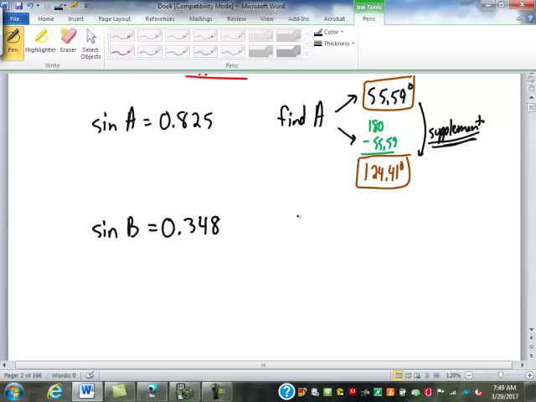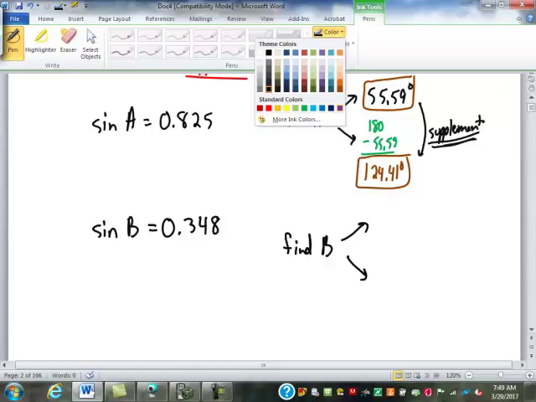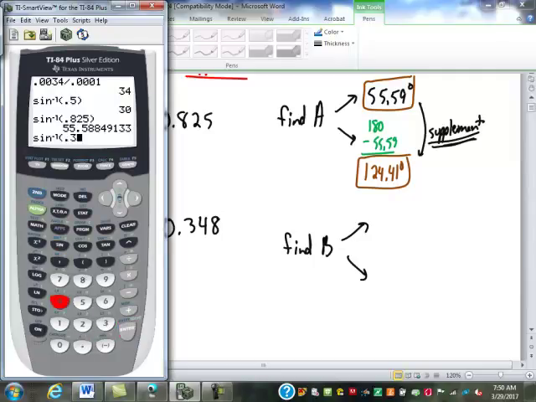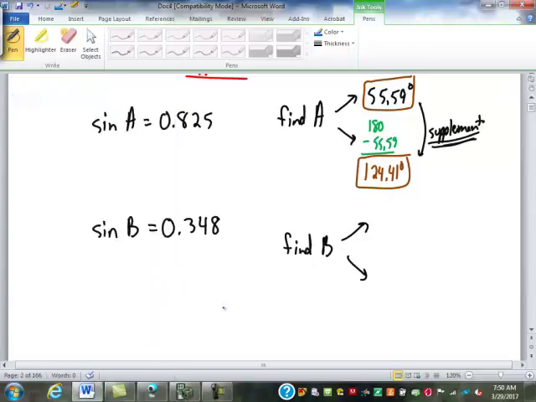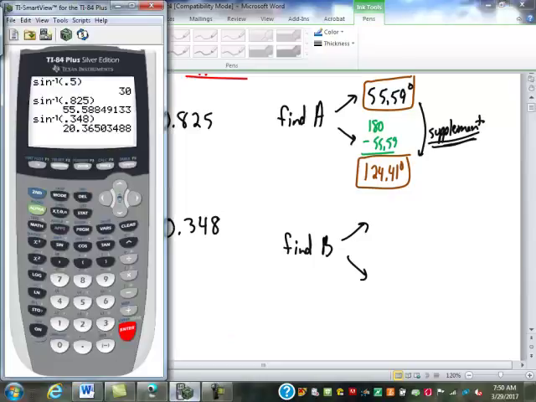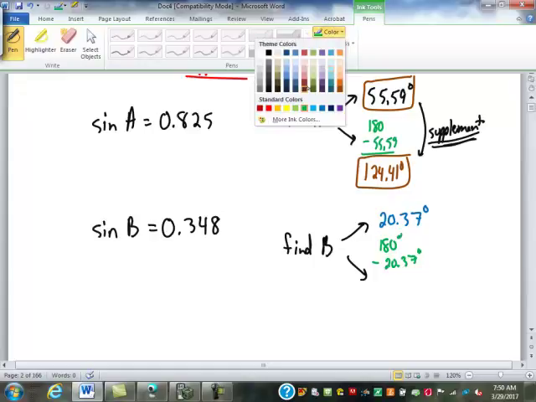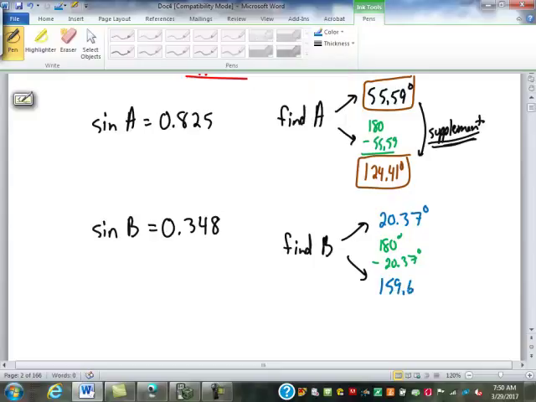So if the sine of B is 0.348, find the two possibilities for B for me. Do this one in your notes, Craig. So the first value you get is 20.37 if we round it off. The second one then is going to be 180 minus 20.37, which will be 159.63.